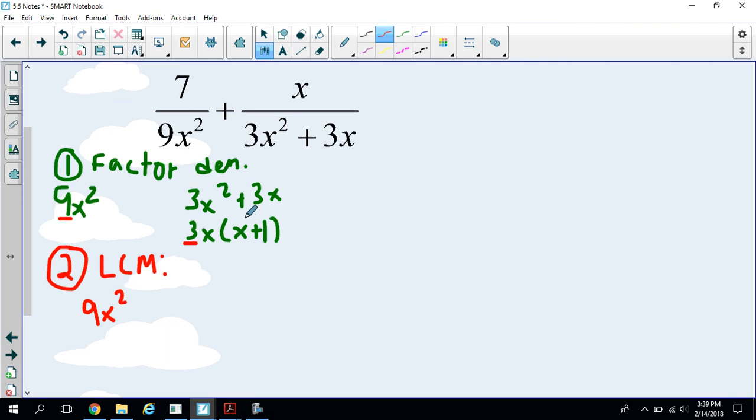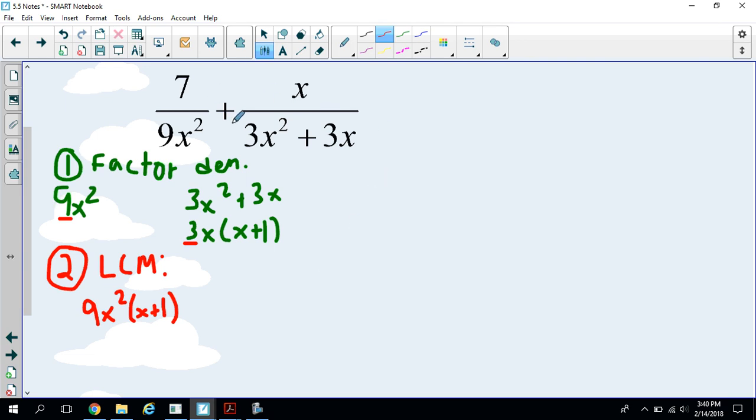Lastly, we can see that the 3x times (x plus 1) has this extra x plus 1. Even though the 9x squared doesn't have it, we still need to include it into our least common multiple. As long as one of the denominators has it, then we need to include it in our least common multiple. Okay, so now what we're going to do is make sure that our denominators in our original problem have the least common multiple. So that's what we're trying to get here.